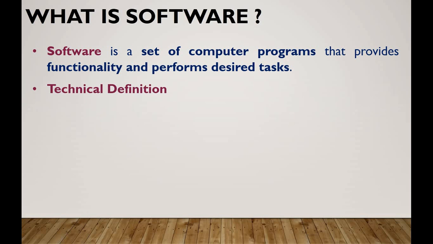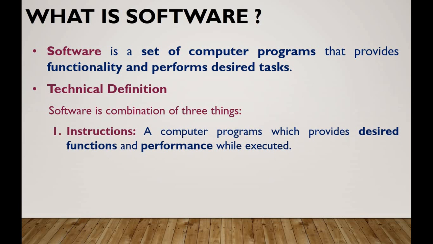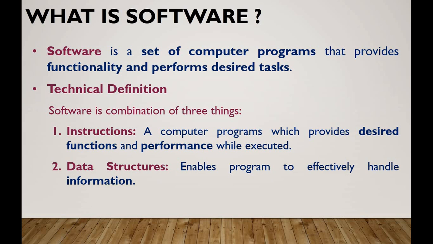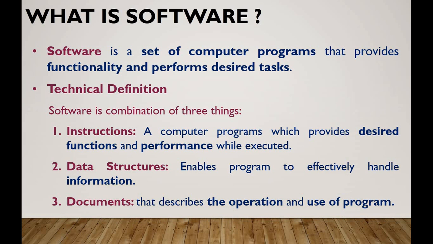Or the technical definition says software is a combination of three things. First one is instructions, second one is data structures, and third one is documents. Instruction, what is instruction? Instruction is a computer program which provides desired function and performance while executed. Instructions means our programs. Data structures enable the program to effectively handle the information. And third is documents, which describe the operation and use of programs. So this is the information about what is software.